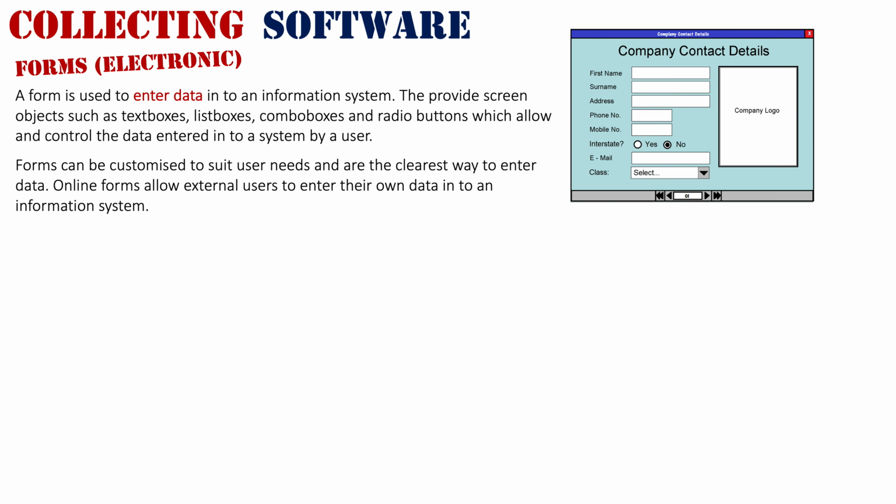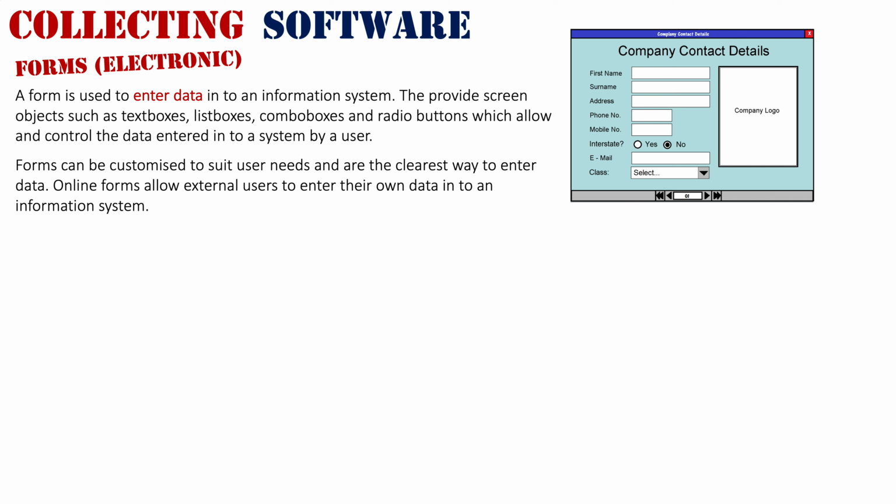They provide screen objects such as text boxes, list boxes, combo boxes, and radio buttons which allow and control the data entered into a system by a user. Through this control, it's also seen as a level of validation, ensuring that the data entered into the system is in a way restricted so that a user can't put in incorrect data. So if you've got radio buttons which have yes or no, like in the diagram there, you can't give any other answer. Drop down boxes such as combo boxes and list boxes give specific answers that users can only select from. So it helps refine what data can be entered by a user, which is why we use forms. Forms can be customized to suit user needs and are the clearest way to enter data.